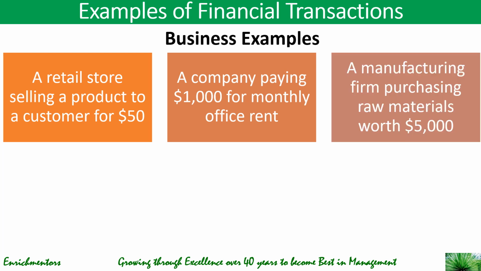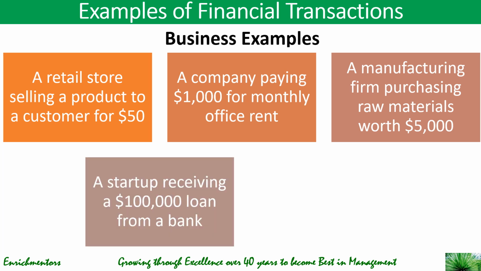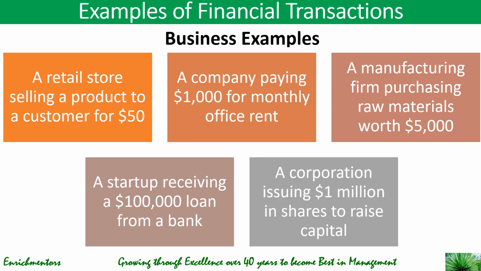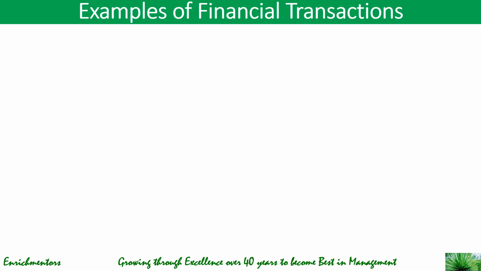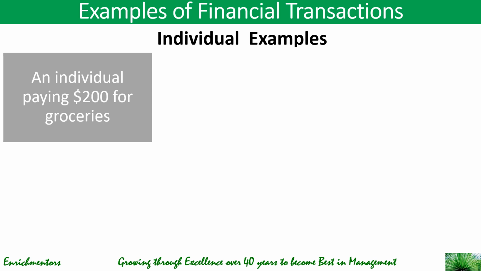Then a manufacturing firm purchasing raw materials worth $5,000. So you see in each of these, there is an act and there is a payment. There's a monetary value. And a startup receiving a $100,000 loan from a bank, and a corporation issuing $1 million in shares to raise capital. So these are some of the business examples. Let's take a look at some individual examples. Now, an individual paying $200 for groceries to a grocery store or online is an individual financial transaction.